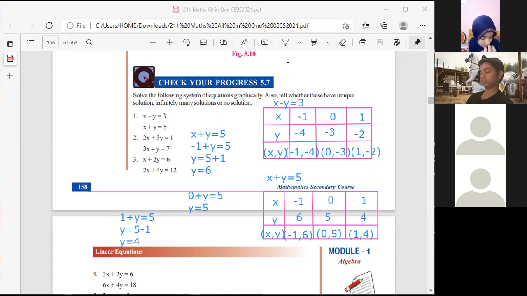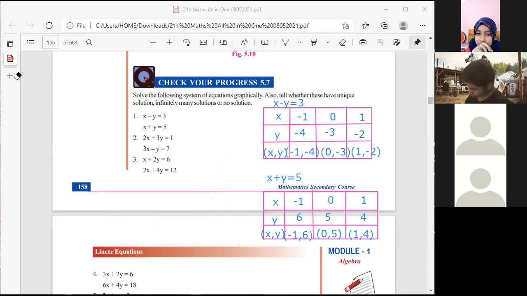Did we get all the points? Yes. Now we are going to plot it on the graph. So I'm going to get the graph paper.